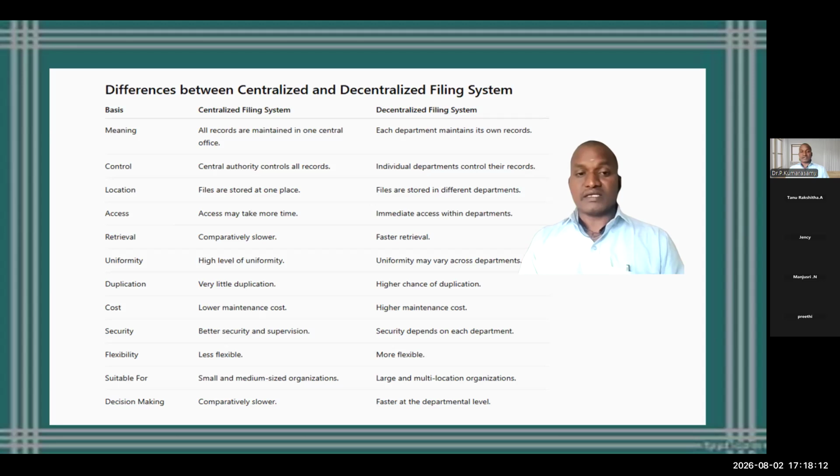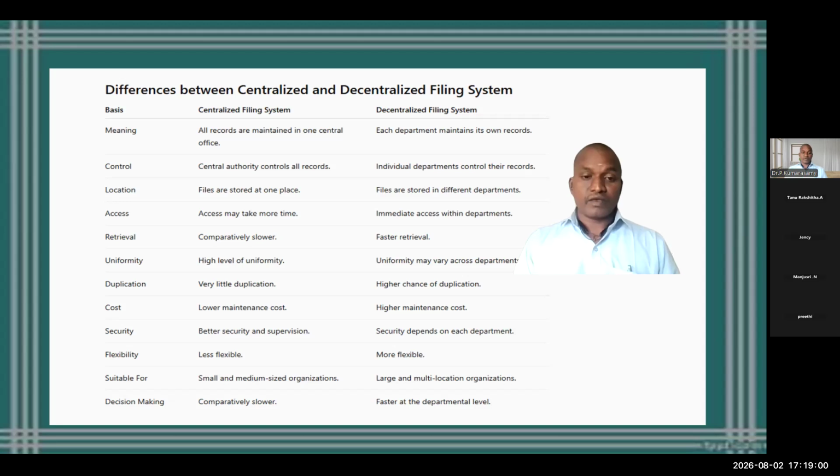Difference between centralized and decentralized filing systems, because individually we have seen centralized filing system and decentralized filing system. Now let us discuss the difference. In meaning, you know that one central office maintains the records. Here in decentralized, each department maintains its own records. A central authority controls all records in centralized, but in decentralized, each individual department controls its own records. Location: in one place there, in different departments here. Access may take more time there, but here it is immediate access within the department.